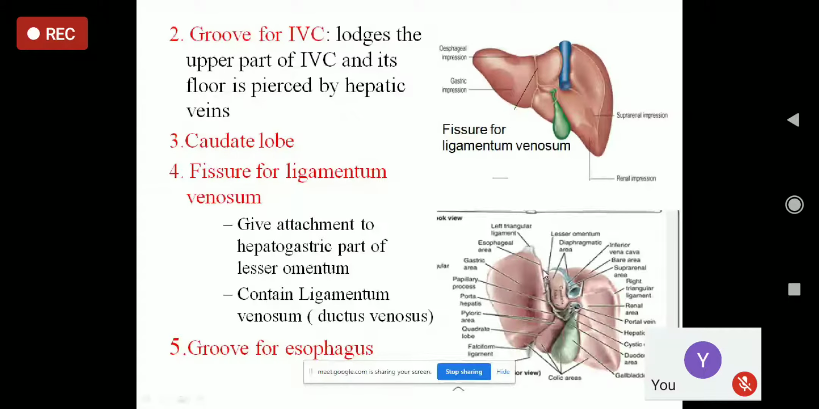Look at here. So, what is its importance? It gives attachment to the part of this fissure. It contains the ligamentum venosum or ductus venosus. So in spotters or in exam, we'll put the pin in this fissure and ask what is its importance. Then you have to say it contains ligamentum venosum and it is the remnant of ductus venosus. Are you clear?